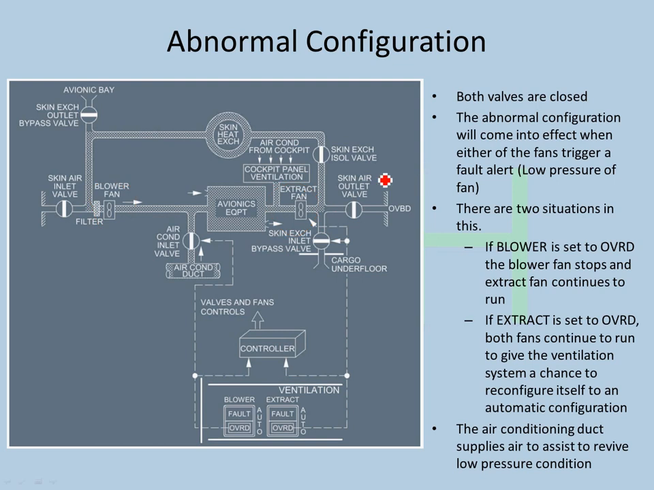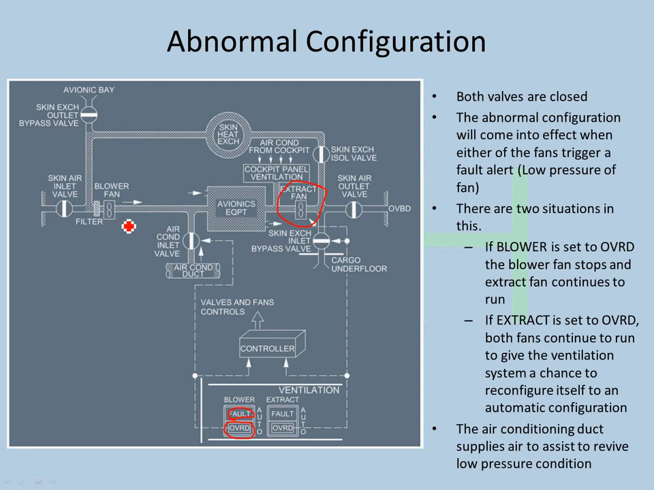So in this, what happens? You go into closed configuration first of all. These are closed. Suppose the blower fan has low pressure, so the blower fault light will trigger, because your blower fan is at low pressure. Then the ECAM action will tell you to override it. When you click override, the blower fan stops and the extract fan continues, and the circuit will continue.